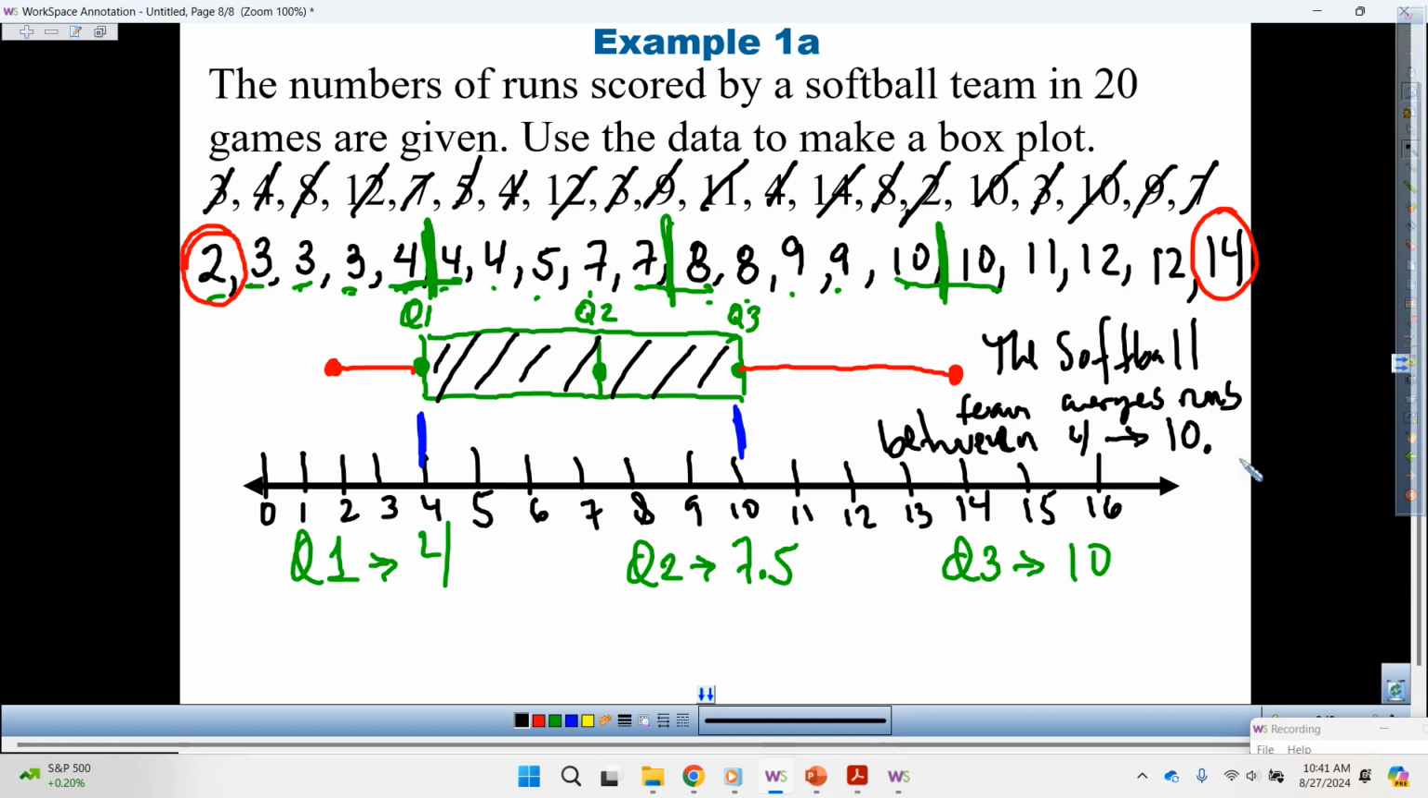Do you guys see that? Yeah, most of the data is where? Found between 4 and 10, somewhere in between. Now, some of you might have written average about 7 runs per game. I would also take that because it's in between that data. All right? So, with that said, send me your notes, please. Let me send you the screen.